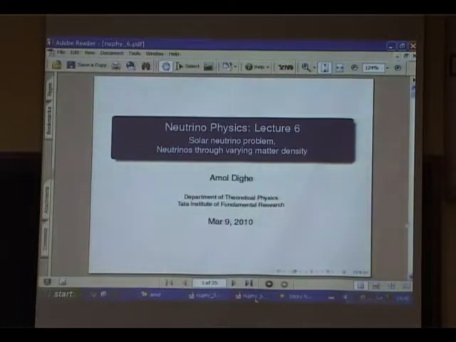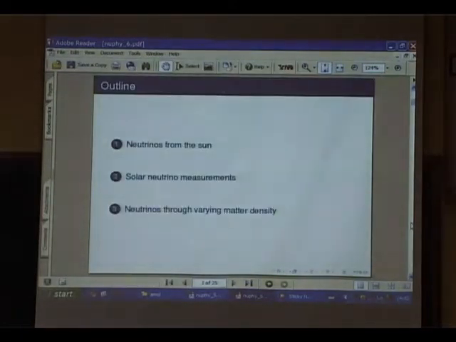To understand the problem, let's go in 3 stages. First we talk about neutrinos from the sun, what kind of reactions take place. Then we talk about the measurements of solar neutrinos. Measurements will show you that there was some discrepancy. And then we will look at what happens to neutrinos when they travel through varying matter density. Today, let's see how far I reach, and the rest we will do later.